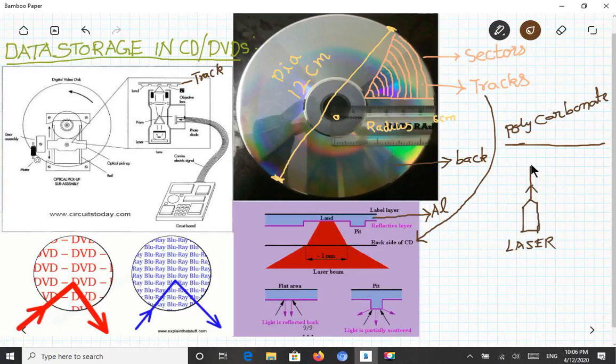This laser hits the polycarbonate surface, and that surface gets affected by the laser, which we call burning. We have something called CD burning. When you write a CD, the data is said to be burning. It will not actually burn, it will just oxidize the layer, and that layer is affected.